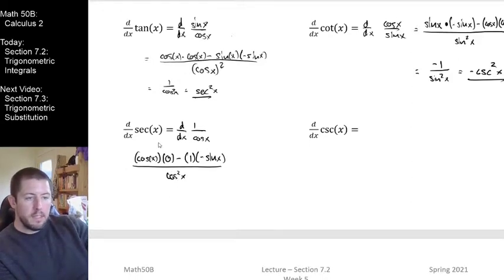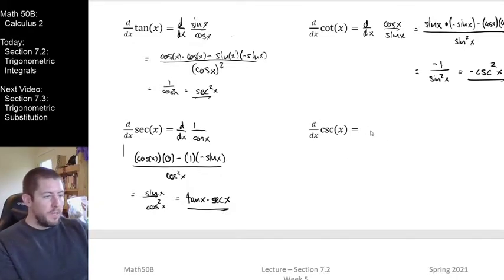It looks like we're getting 0 from the first term. We're getting a positive sine x on the second term. So that's going to give me sine x over cosine squared x. Typically, we break this off to say sine over cosine is tangent, 1 over cosine is going to be our secant there. So this is going to be tangent times secant.